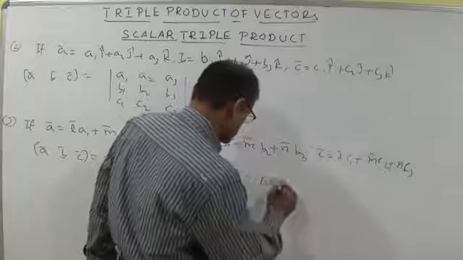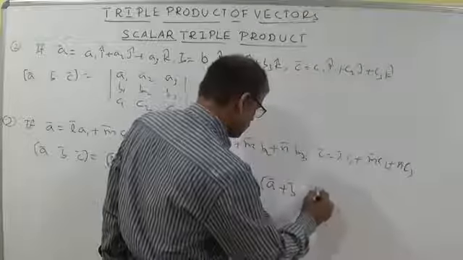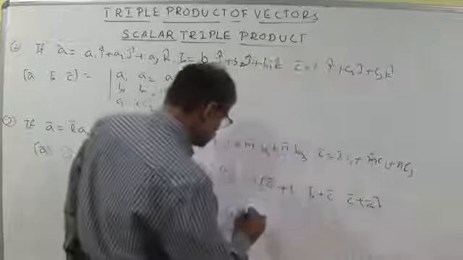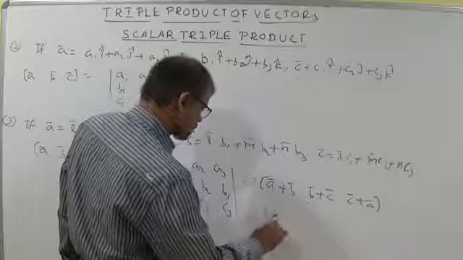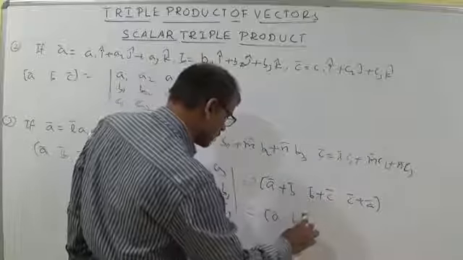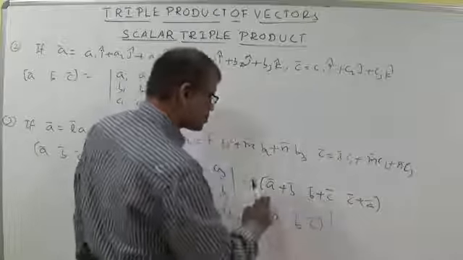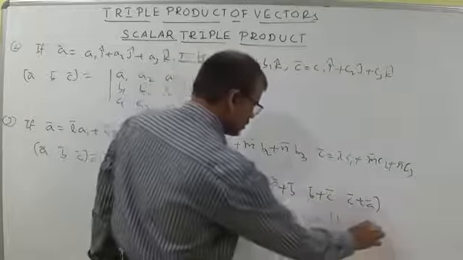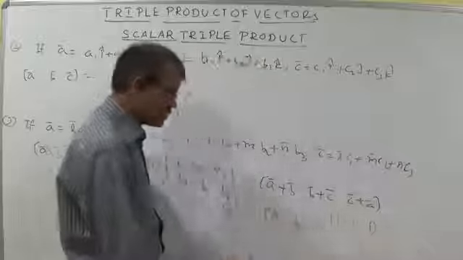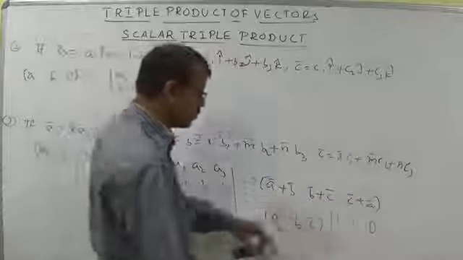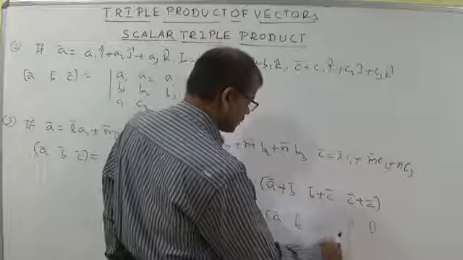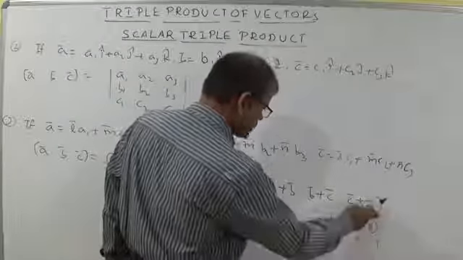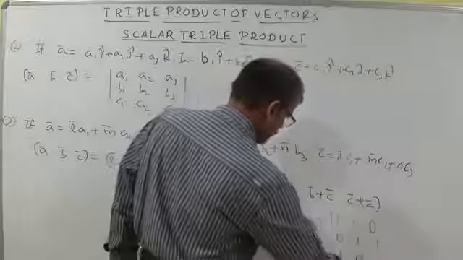Box A bar plus B bar, box B bar plus C bar, box C bar plus A bar. This notation you can try to understand as box A, B, C taken common, and the components you should write here. 1 for A, 1 for B, 0 for C, there is no C, that is why I have written 1, 1, 0. Here box B plus C is there, so A is not there, 0, 1, 1, and then 1, 0, 1, like that.